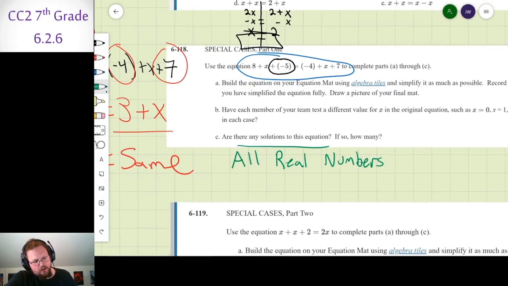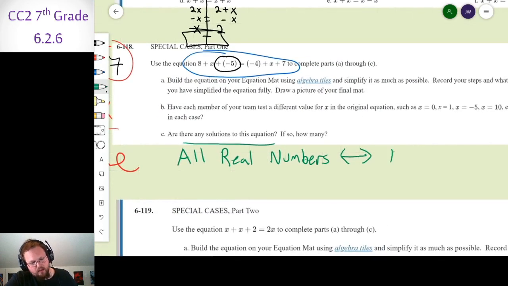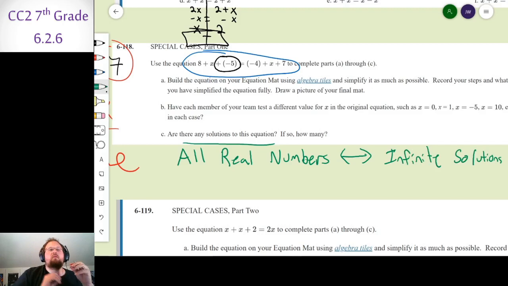However, you will also see this written as infinite solutions. Okay? And it's a very minor detail between those. However, if it says, what is the solution? You say, all real numbers solve this equation.